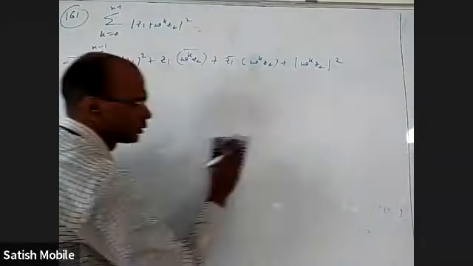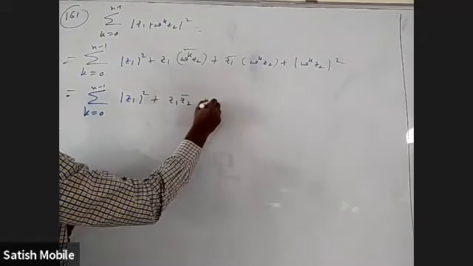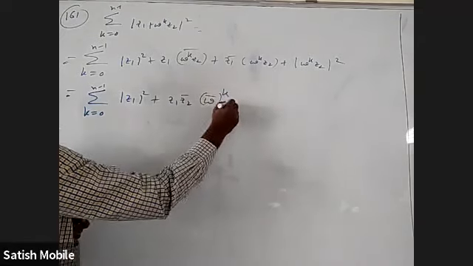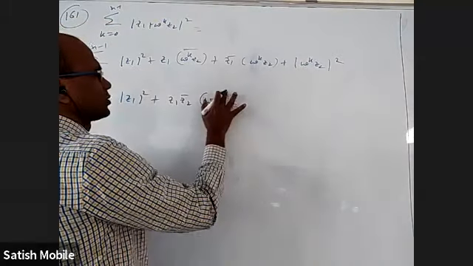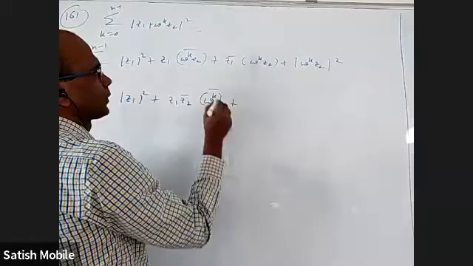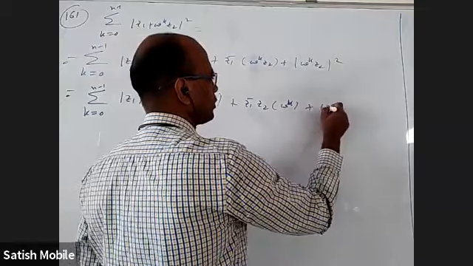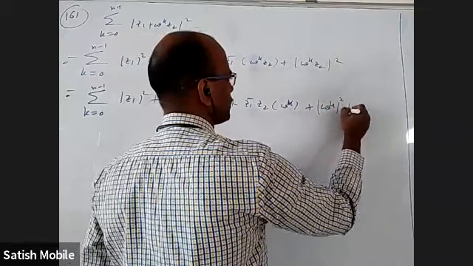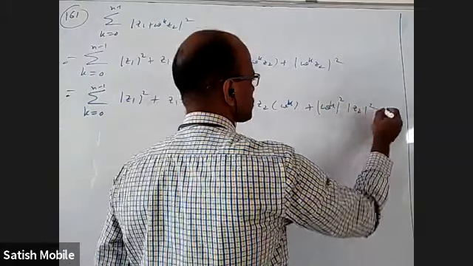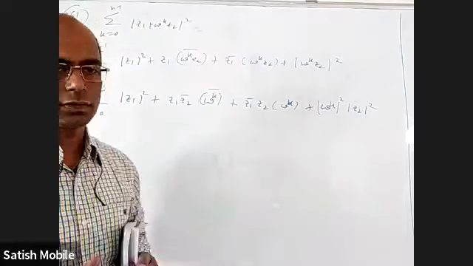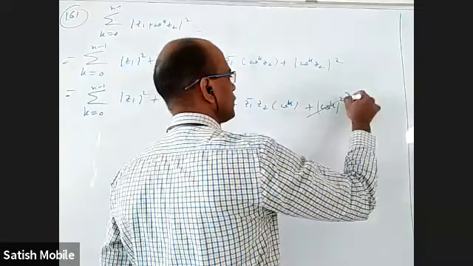Okay, so sigma k equal to 0 to n minus 1. This is mod Z1 square. This is Z1, Z2 conjugate into omega conjugate power k, or omega power k conjugate, doesn't matter. Here it is Z1 conjugate Z2 into omega power k. Here mod omega power k square into mod Z2 square. But this is 1. Why? They said omega here is nth root of unity. The magnitude will be 1 only. So this will be 1.